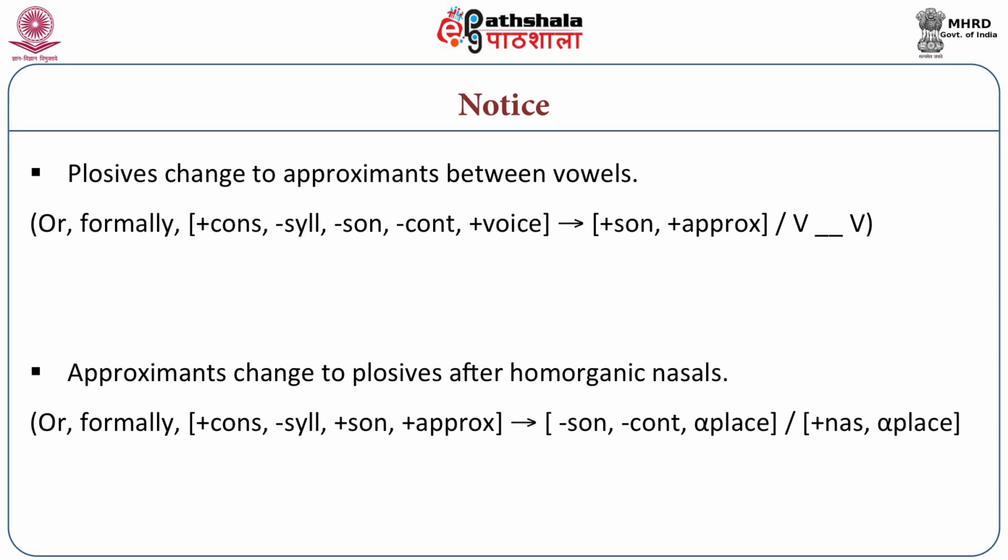And the other rule, namely if the approximant changes to the plosive, then the environment must be that the approximant changes to plosive when preceded by a nasal in the same place. So how do we decide between the underlying forms, between the two rules to predict the relation between the underlying form and the surface phonetic form?